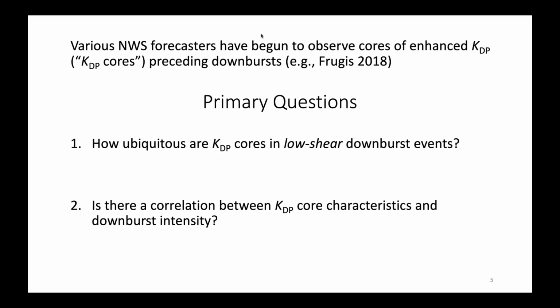And so to that end, over the past few years, a lot of forecasters have begun to observe and report KDP enhancements that precede downbursts and have begun to incorporate these signatures into their warning decision process. And so the two primary questions our work is really posing are, how ubiquitous are these KDP cores, specifically in low shear downburst environments? And then is there a correlation between the characteristics of these KDP cores and the intensity of the subsequent downburst? So with that, I'm going to pass over to Charles, who's going to show more about the methodology and results of what he found.